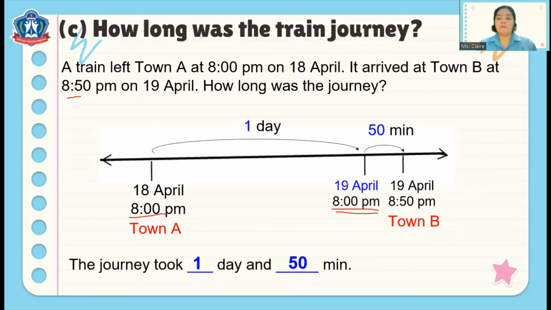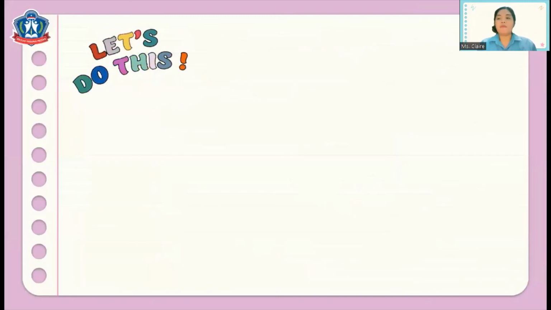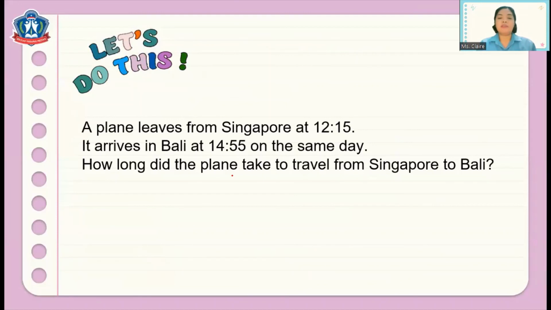Okay, P4, I have here a problem for you. Try to answer this and write your answers in my question in Google Classroom. A plane leaves from Singapore at 12:15. This is a 24-hour time. Take note, take a look. A plane leaves from Singapore at 12:15. It arrives in Bali at 14:55 on the same day. Take note, Singapore and Bali have the same time zone, so they have the same time.